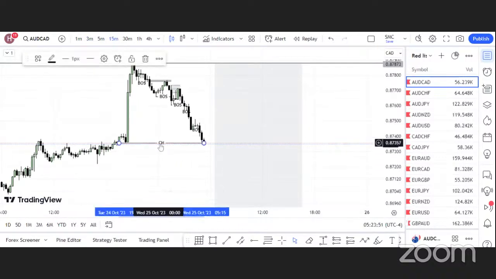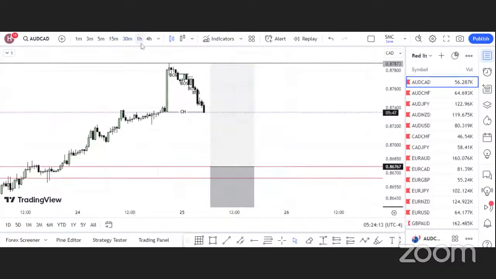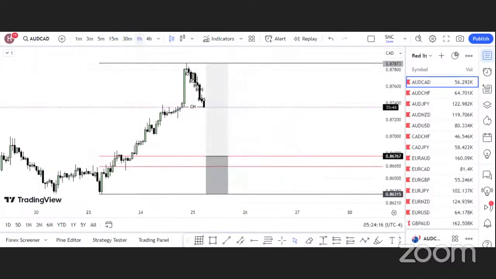So we are getting a change of character. Once we have a proper change of character, then we can wait for the market to come back into this area, any of this area here, to give us a proper move to the downside. All right, we already have a zone marked out on the downside, zone where we think the market is going to go down from. But right now, we need to get a proper change of character before that would happen. All right.